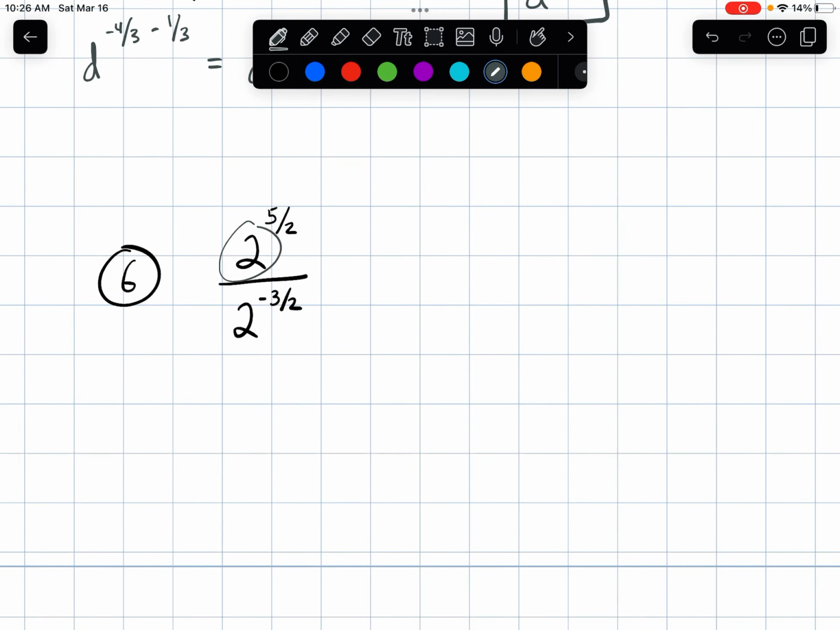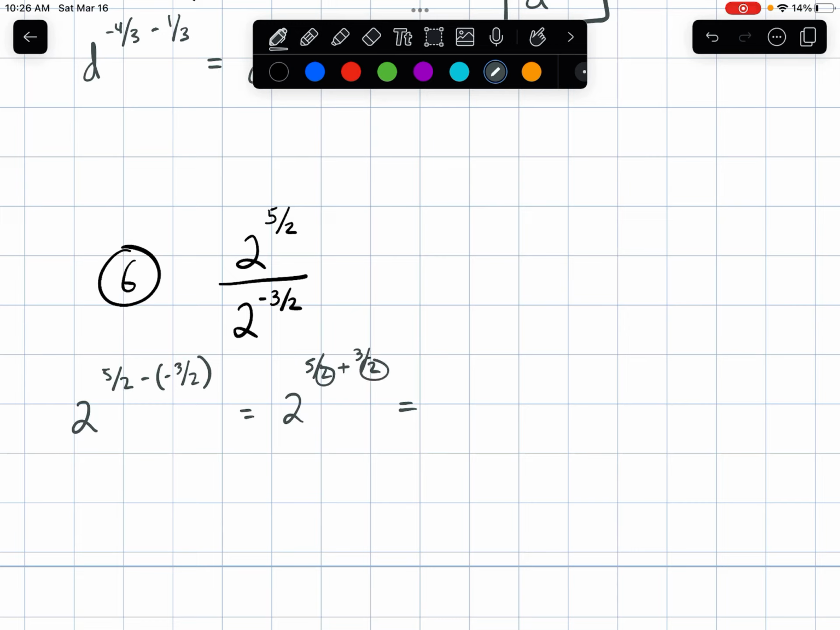Last question, number 6. Now here we have a number as my base. 2 is the base. So I still use the same rule. I'm going to have to subtract these powers here. So we've got 2 to the 5/2 minus a -3/2, right? You subtract the -3/2. So this is the same thing as 2 to the 5/2 plus 3/2.